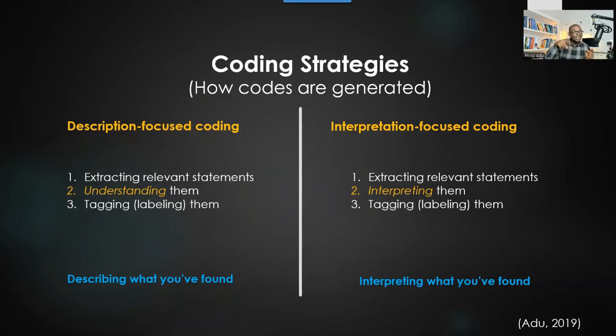In description-focused coding, you are describing, like a journalist going to a place and then reporting what you found. You go through your data, extract significant information, and describe it. You use a code to describe that. You are not making any kind of interpretation. You are just presenting what is there, and finding the best code to represent that information. You extract relevant information, make sure that you understand it, and then label it. That is description-focused coding.